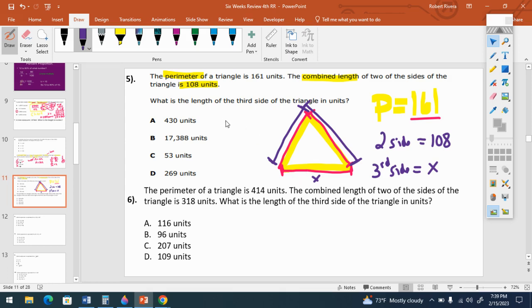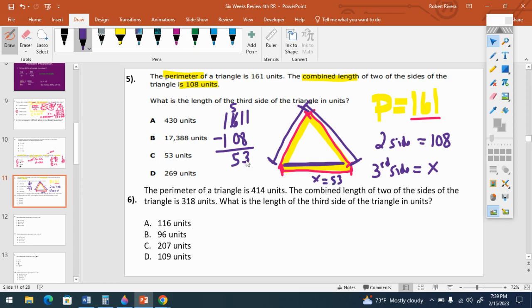So how do you get rid of it? You subtract from 161 the two sides that you already know, 108. And that would give me 53 units. So x should be 53. Okay? We just want to find this side, right? I already know these two sides, which was 108. I know that the whole thing is 161. So we get rid of what we know, and whatever's left is the third side.